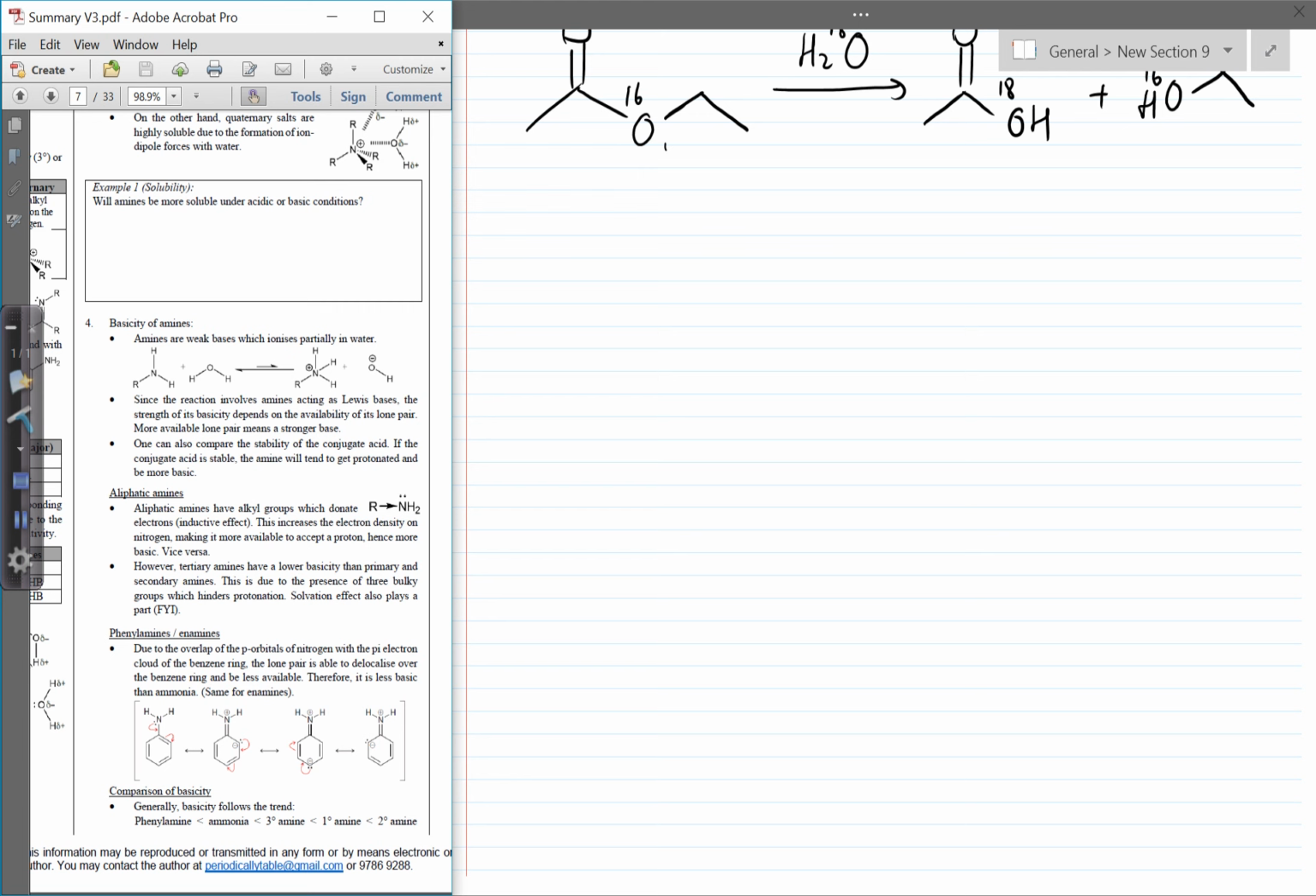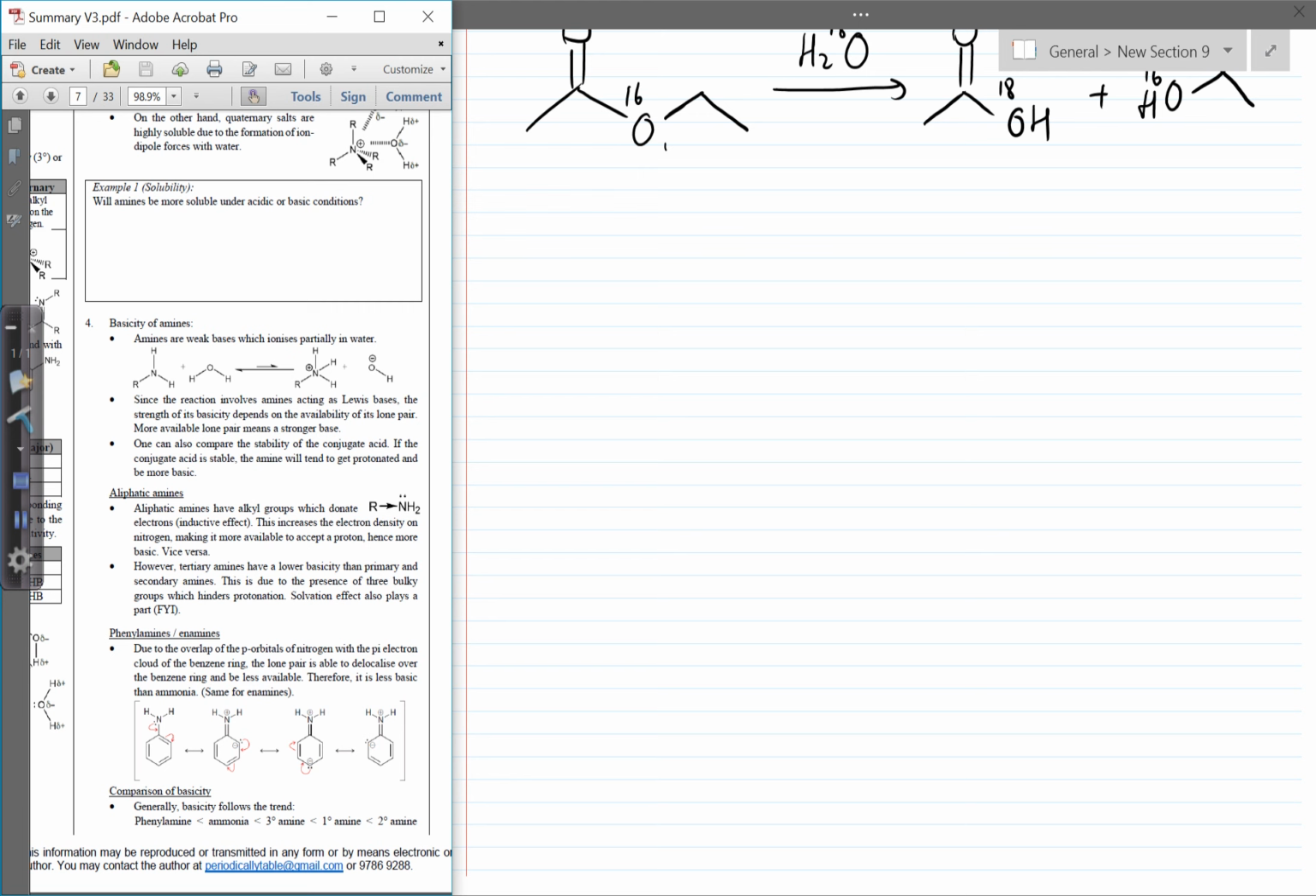Next, basicity of amines, same thing. For basicity, we compare the availability of the lone pair. A more available lone pair means a stronger base. You can also compare the stability of the conjugate acid, up to you. If the conjugate acid is stable, the amine will tend to get protonated and be more basic. For aliphatic amines, they have alkyl groups which are electron donating. So this increases electron density on the nitrogen, hence making it more available to accept a proton and more basic. This is the chain of thought whenever you explain such questions.